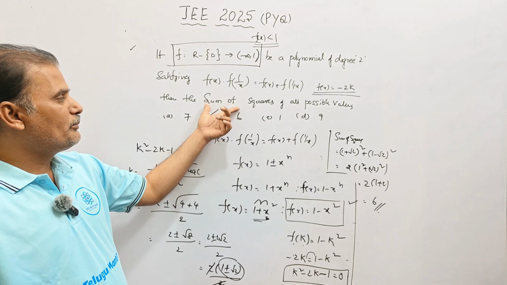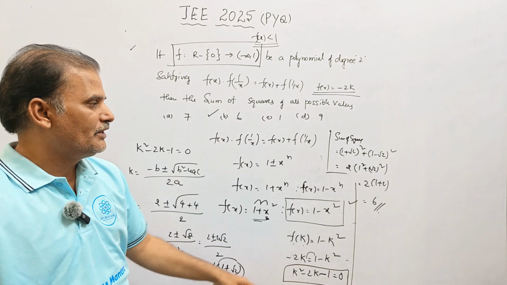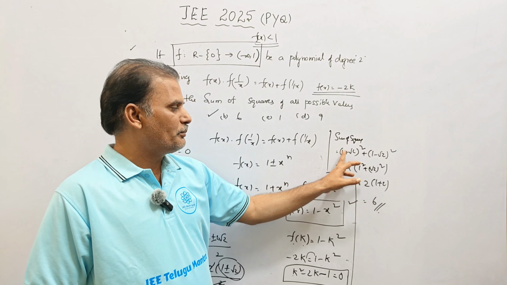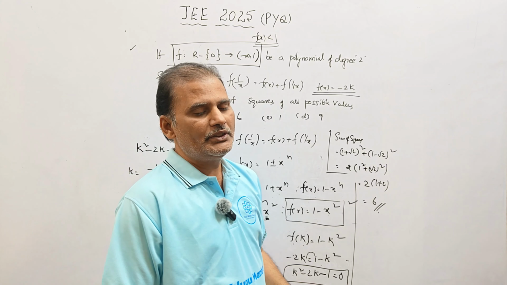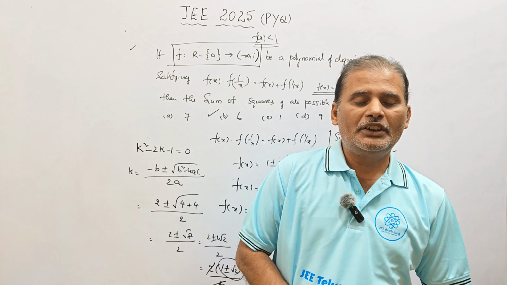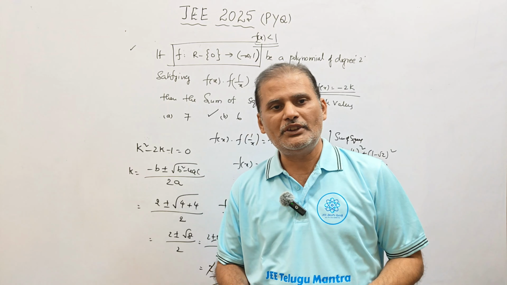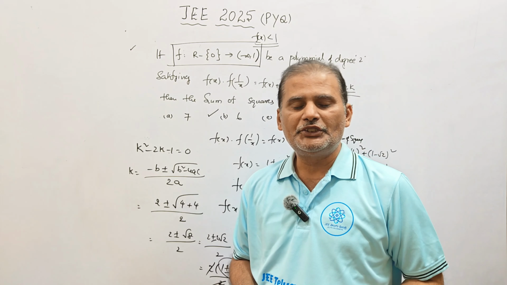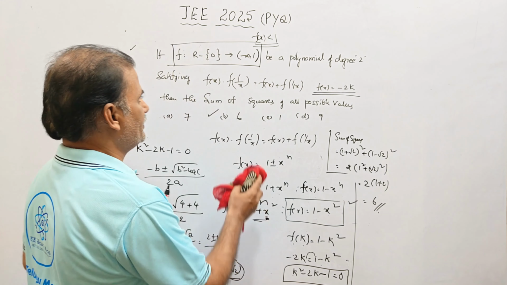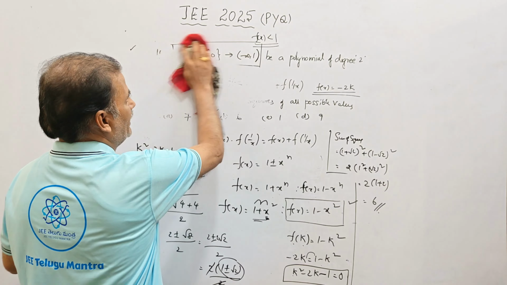Now what they ask is the sum of squares of possible values. Here the sum of squares, 1 plus root 2 whole square plus 1 minus root 2 whole square, we get the value 6. When you solve the problem, first you understand the sum. If you understand the sum, definitely it's very easy to get the answer. Okay, understood that? Thank you.